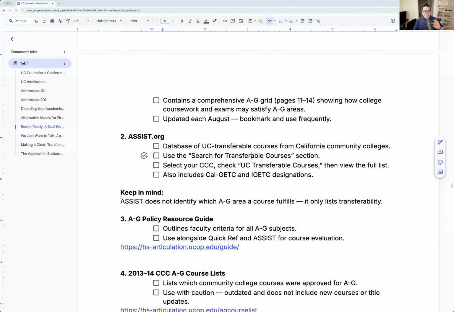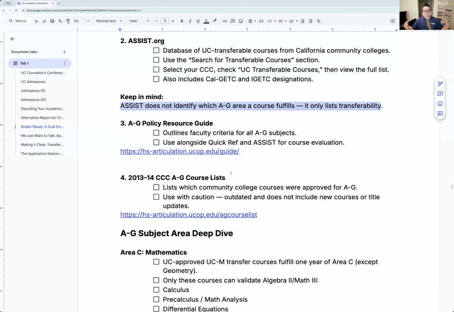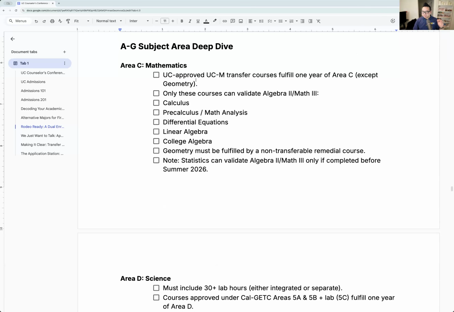So keep in mind, again, this just doesn't show A through G, it only shows the transferability of which one to transfer. You've got to double check again. You want to basically look at the course list and see how it connects with what you're doing, right? So for example, if you take a math class, this is probably the easiest way to fulfill because the class you need to take is offered directly, the same name at the college.